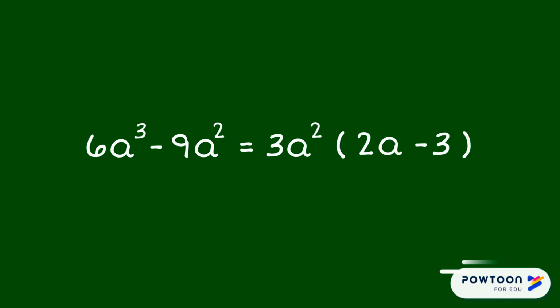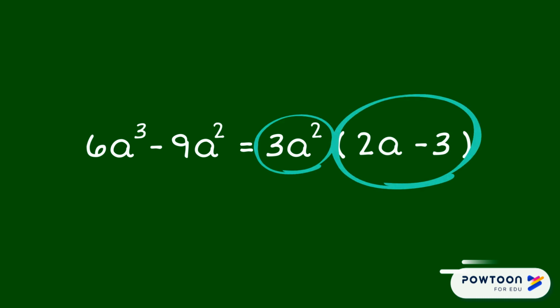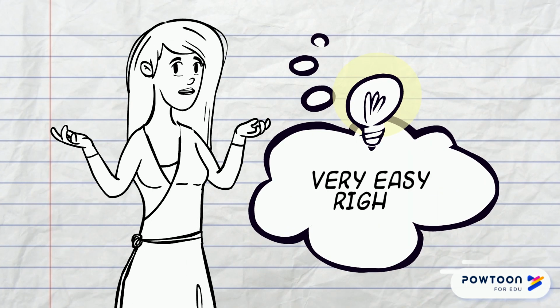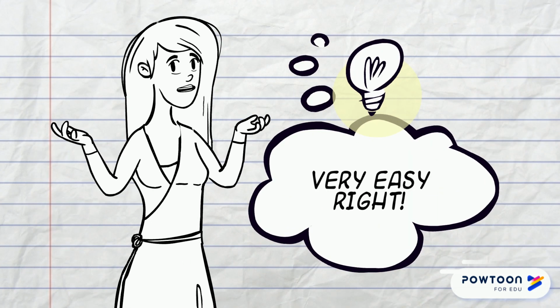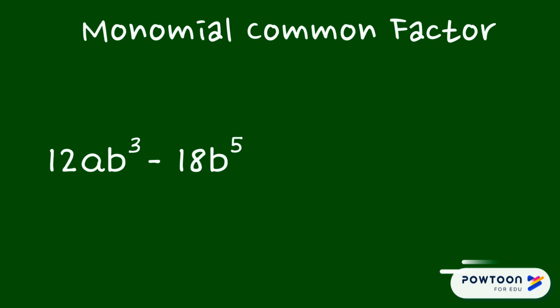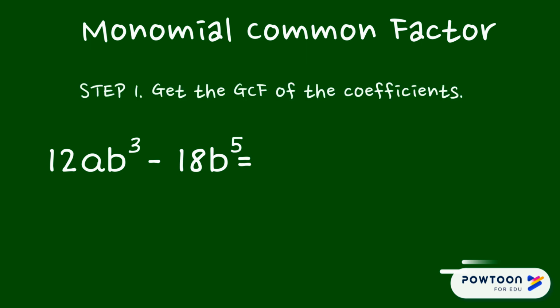As you can see, we have split the original expression into a product of two simpler expressions. Very easy, right? Let's take a look at a different example. Your first step to factor it would be getting the greatest common factor of the coefficients. In this case, the GCF of 12 and 18 is 6.